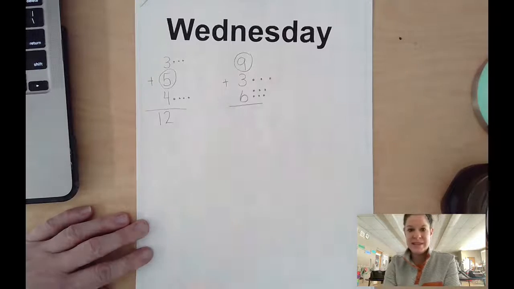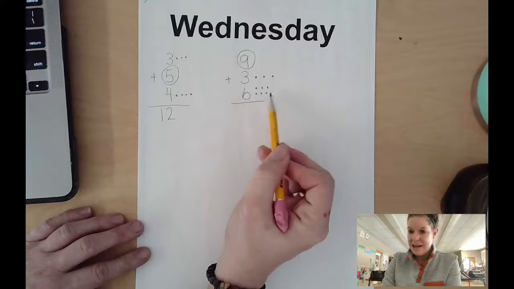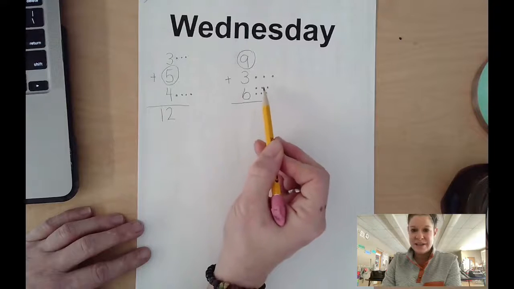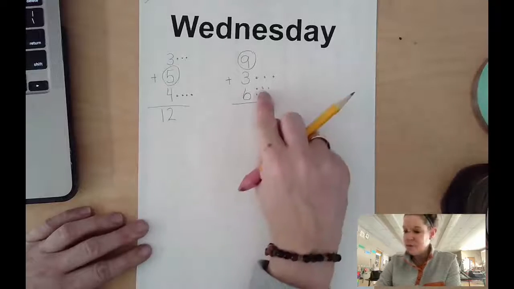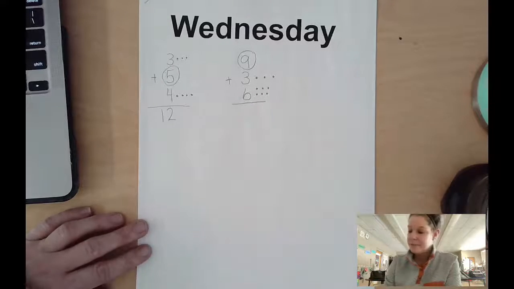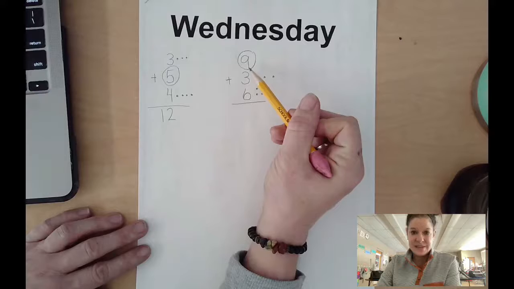Notice how I made my 6 dots. I put them on top of each other here, almost like a dice would look when it has a 6, but you could have done them straight across. So now we've got to count on.